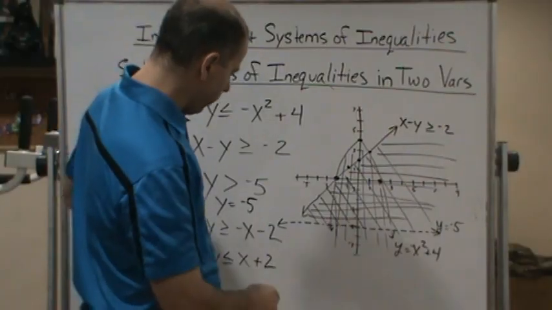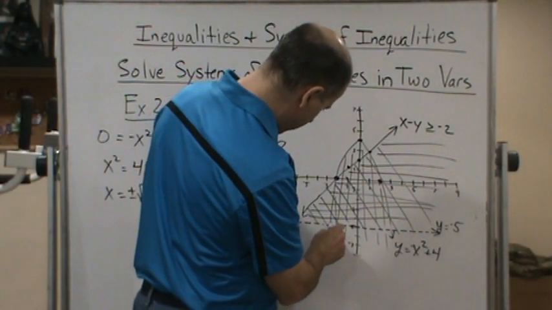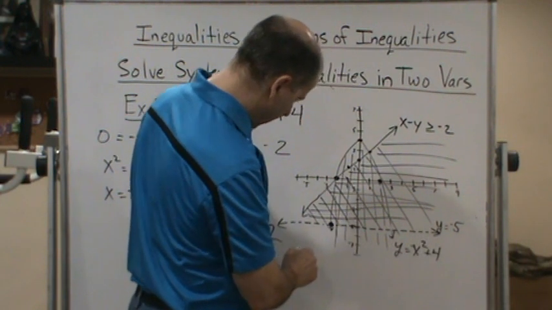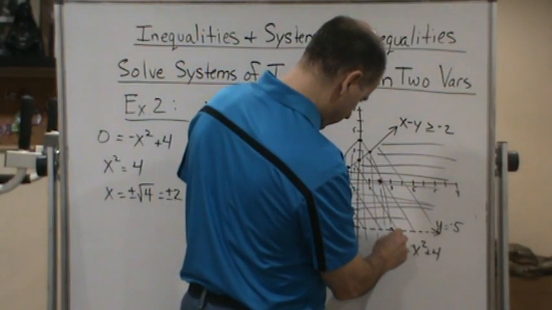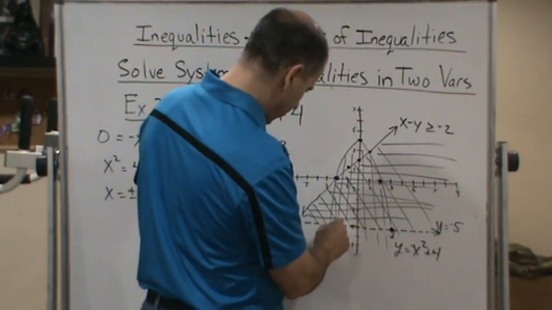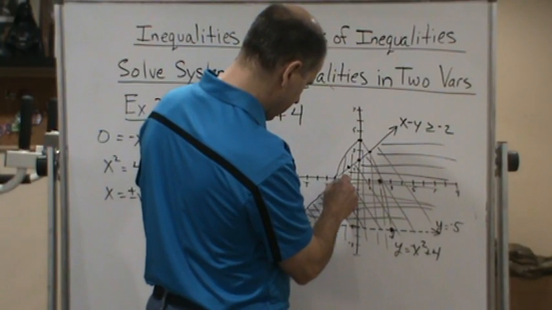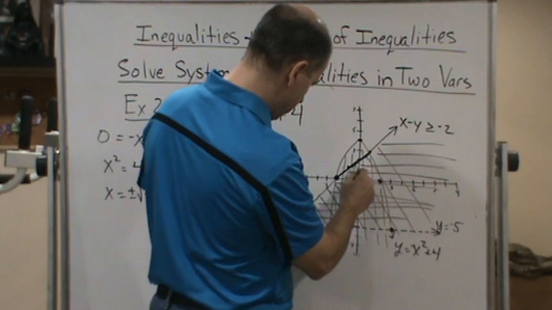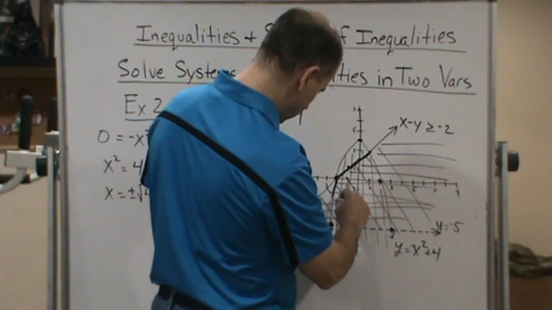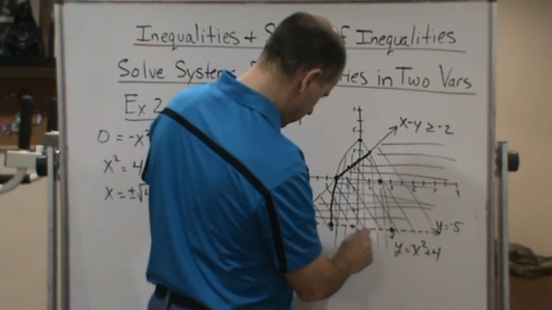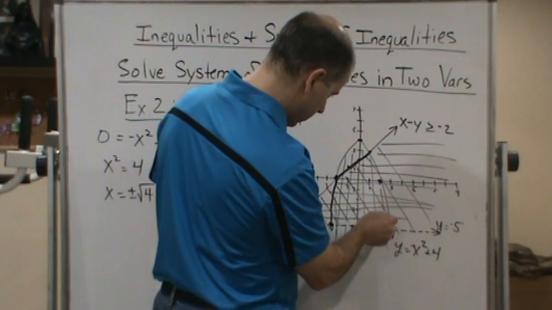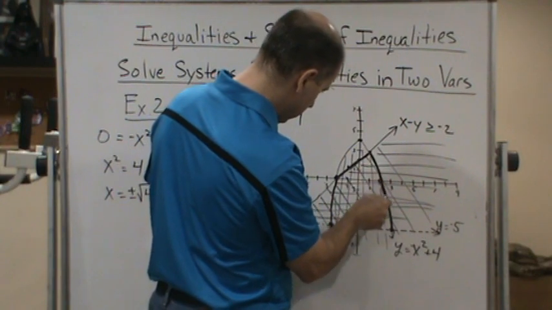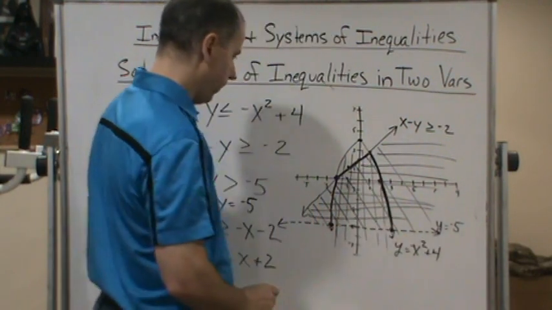So the area where it overlaps is going to be where? The boundary points are going to be right here, where the parabola intersects here, and where the parabola intersects here, and then up to here. Okay, so it's going to be here, like so, and then down to here, and then over to here, and then it's going to be there.